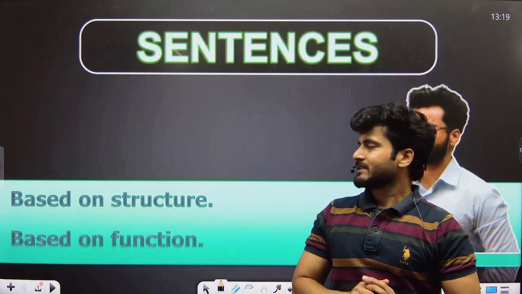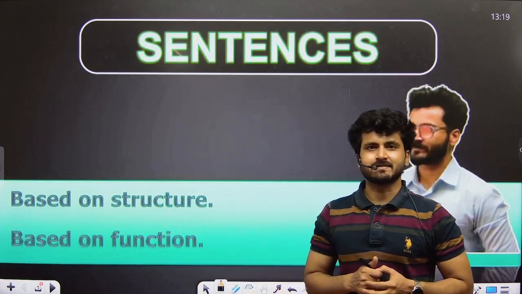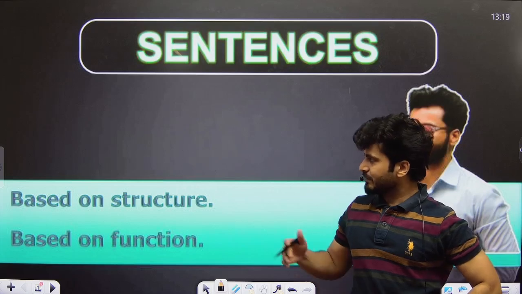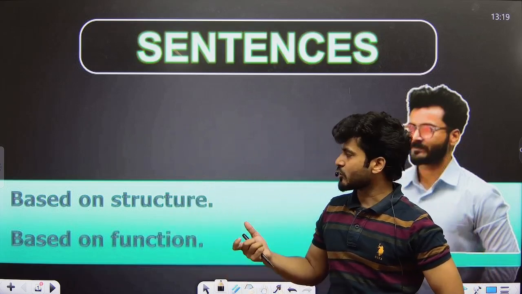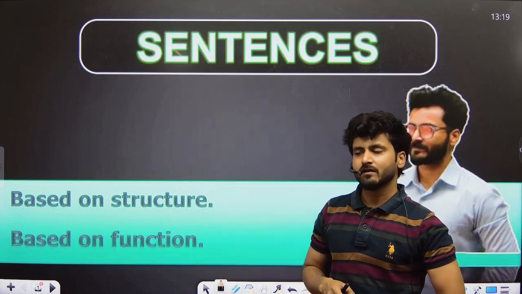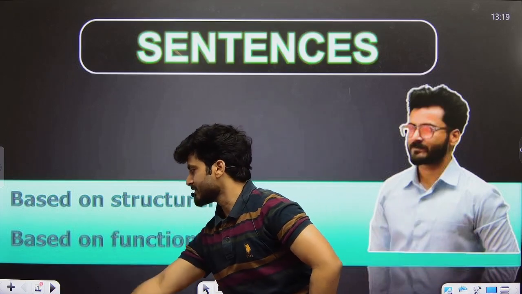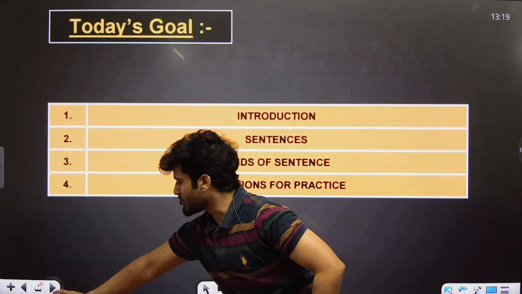Hello everyone. Today's topic is sentences. In the topic of sentences, we will be discussing the sentence based on the categorization, based on their structure and based on their function. Prior to that, I would like to discuss sound.